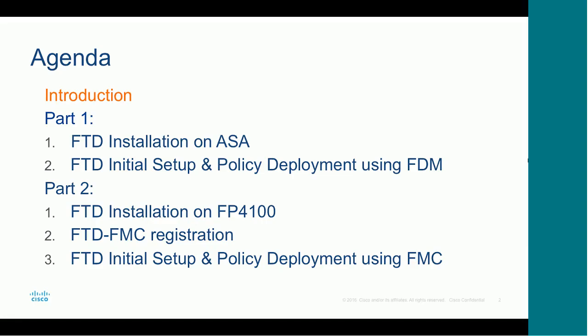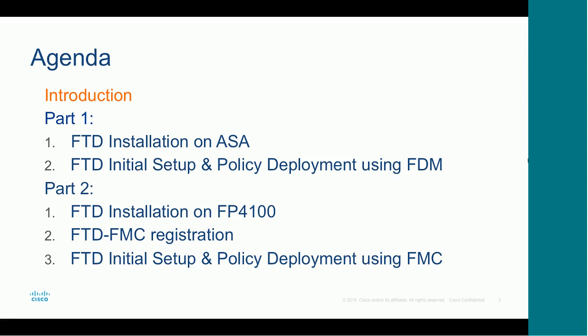Devices you can install it. And the first part of our presentation will cover FTD installation on ASA. I will show you the whole process to have Firepower Threat Defense successfully installed on an ASA box. Then we will continue with FTD initial setup and policy deployment using FDM, where we will cover basic configuration using Firepower Device Manager. And with this task, we will finish our first part of the presentation.